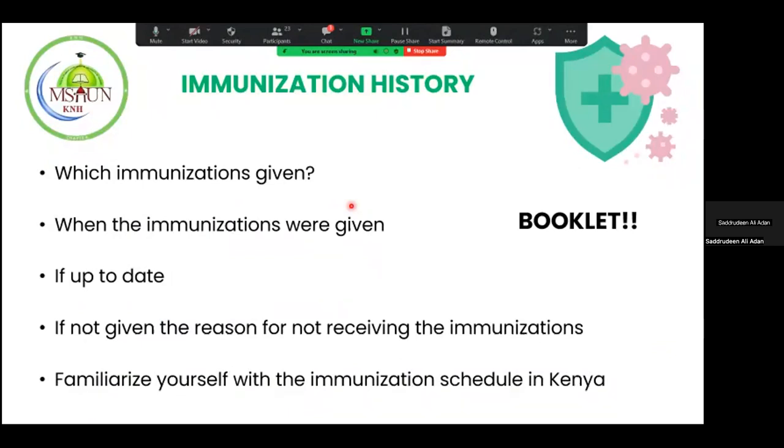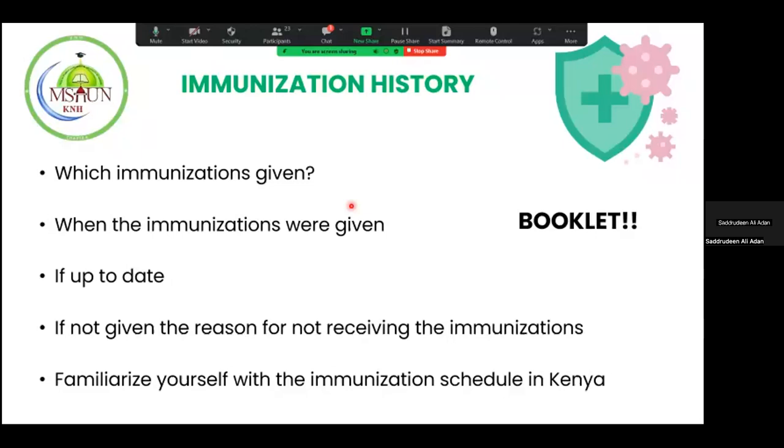Let's say the baby is at 18 months, or under 5 years, or maybe 3 years, you expect the baby to have received all the immunizations. And the mothers can be very forgetful about this. That's why it's always good to check.